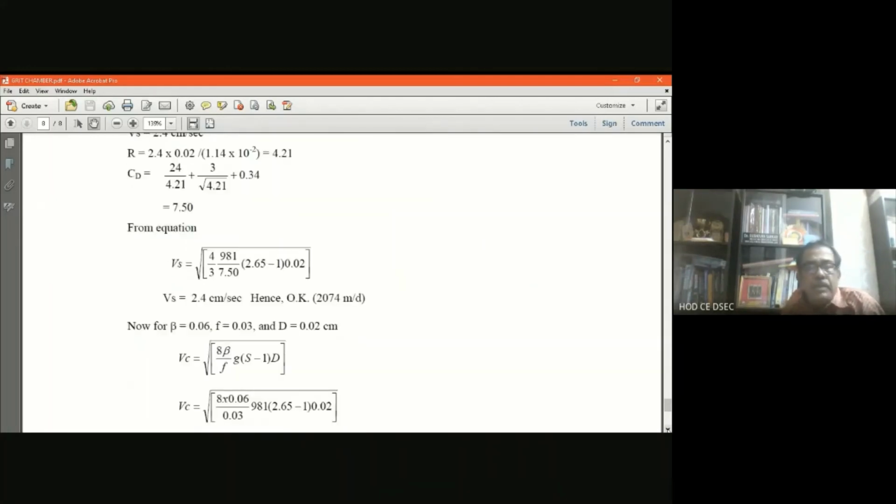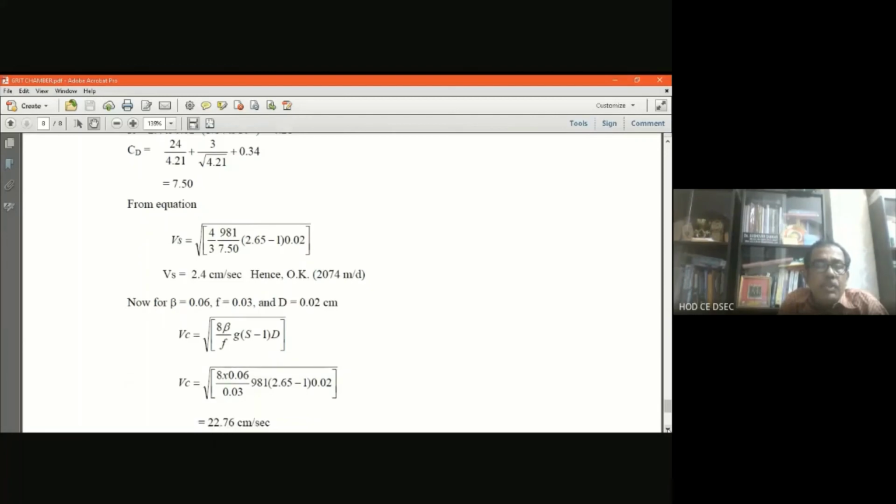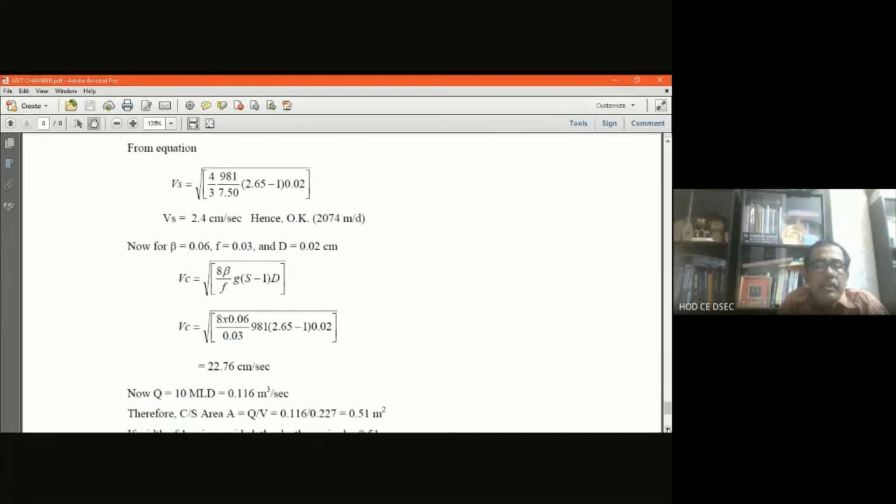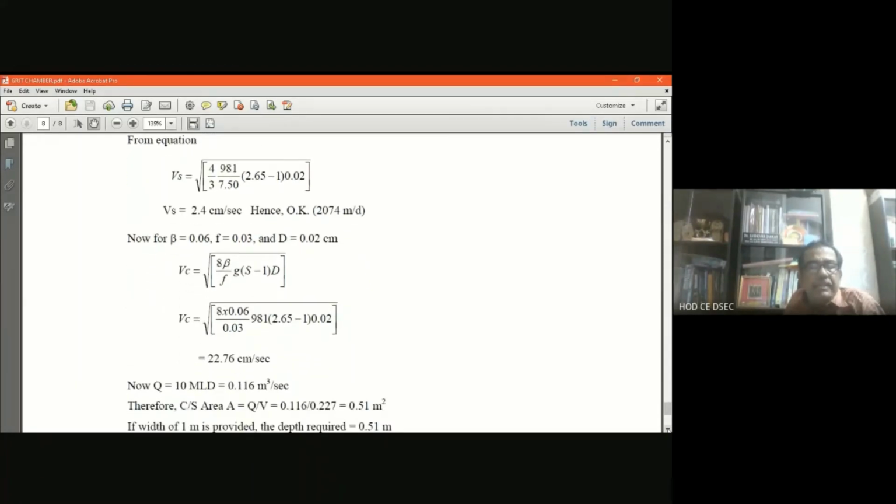for beta equal to 0.06 and f equal to 0.03 and d equal to 0.02, we can find out the critical velocity. And critical velocity, we found that 22.76 centimeter per second. That means 0.23 meter per second. And this is the critical velocity. And Vs is less than critical velocity, so it is okay.